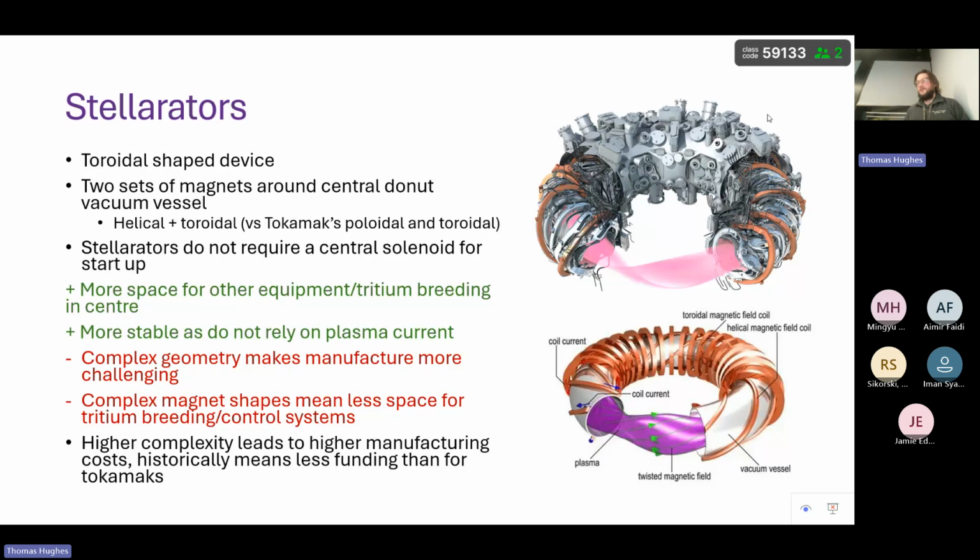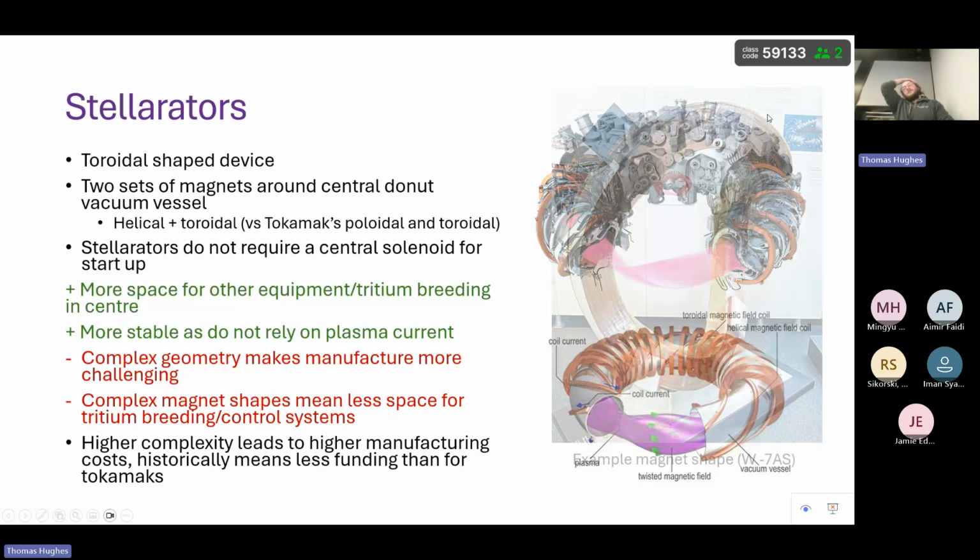However, they've got a very complex geometry, especially in the magnets, which makes manufacture a lot more difficult. And their magnet coils being wrapped around the whole thing means that it's much harder to design tritium breeding and control systems to jam in there, which is why you see millions of ports on the top of that picture, every which way, because they're trying to fill any space they can, but they've not got much of it. So generally, you don't see many Stellarators because higher complexity means higher cost. So historically people have just gone for more standard tokamak designs in their experiments because it's cheaper. That is the defining factor for a lot of research in general. So they're just not as popular at the moment.